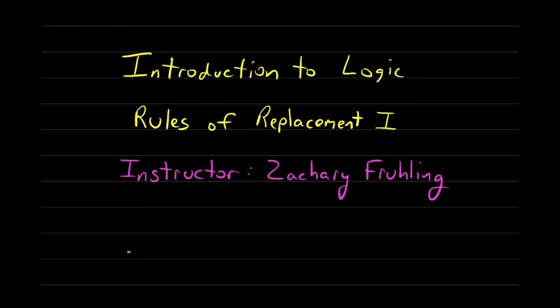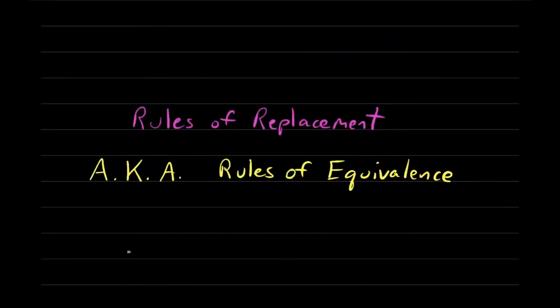This week we're going to be continuing adding to our system of natural deduction rules and looking at rules of replacement. Rules of replacement are sometimes called rules of equivalence, and I think you'll see why as we dive in and look at the rules. So we're going to dive right in. Let's look at the first rule.